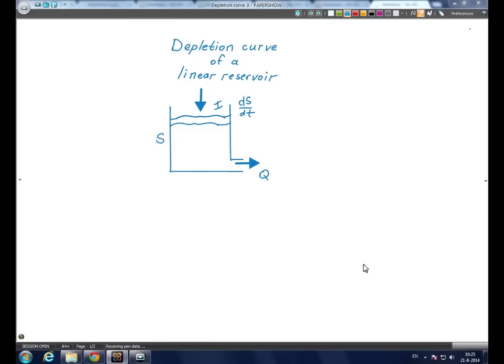Now, when we know that we have a linear reservoir, we know the relation that storage is proportional to outflow, and hence change of storage is k dQ/dt.